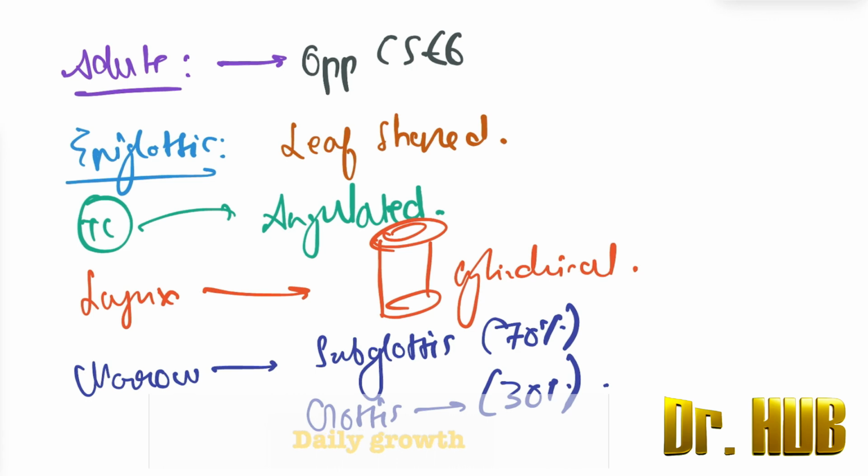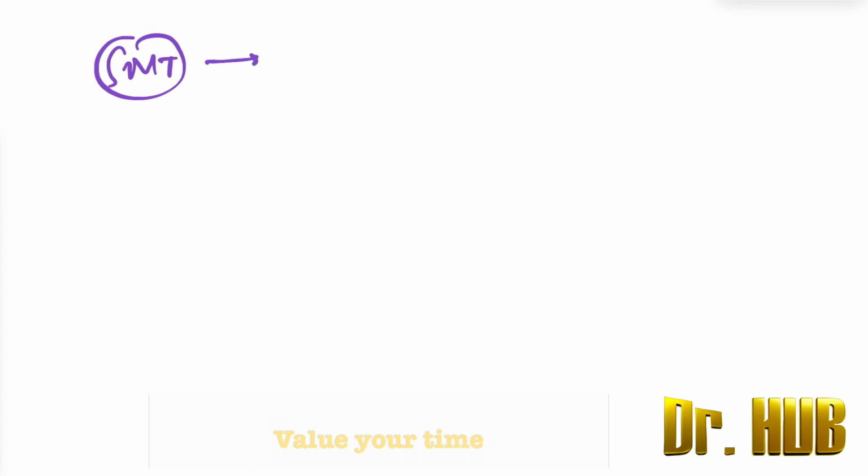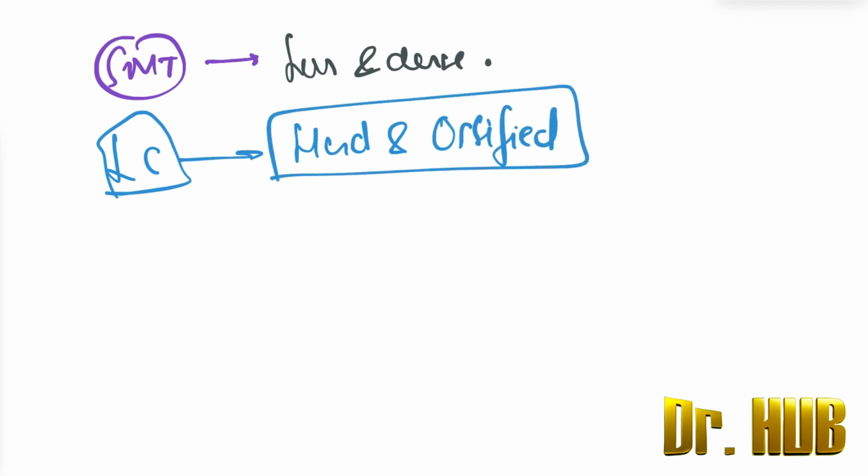So commenting on the submucosal tissue. How is the submucosal tissue? The submucosal tissue is going to be less as well as dense. Then looking at the laryngeal cartilage, it will be hard as well as ossified.